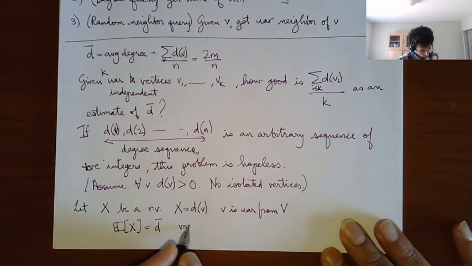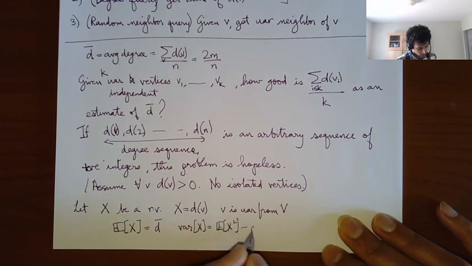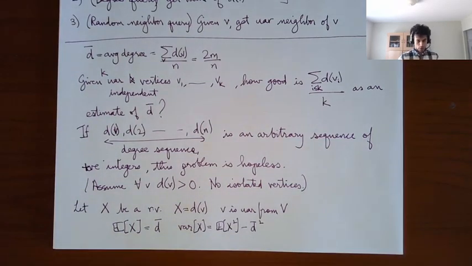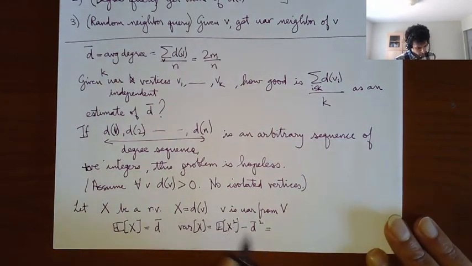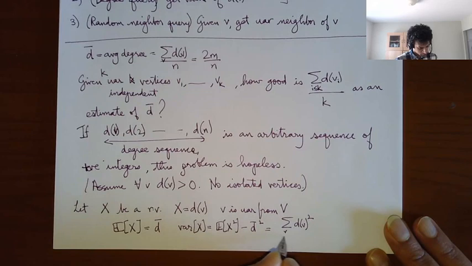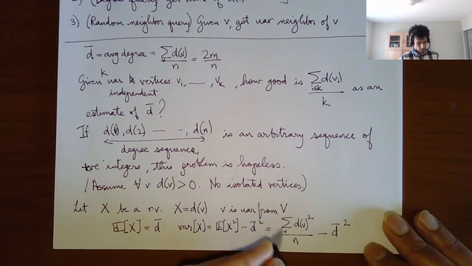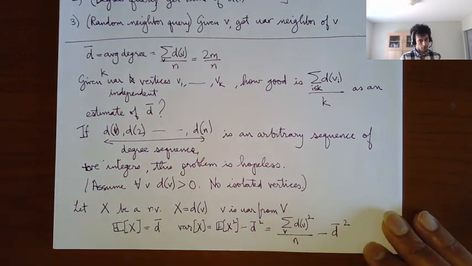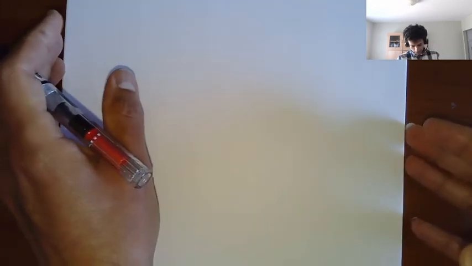So what is the variance of x? Well, this is the expectation of x squared minus the average degree squared. And if you crank out the expression, this is simply a summation over all vertices of the squared degree divided by n, minus d prime squared, right? Because this is the expectation of the squared. So let's do Chebyshev and just see what we get.